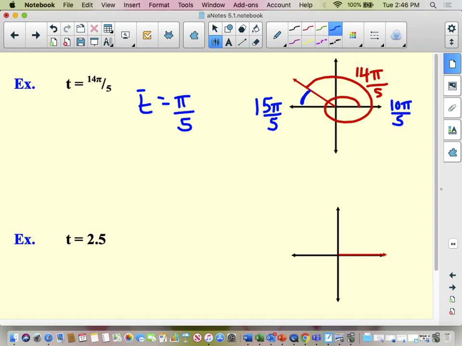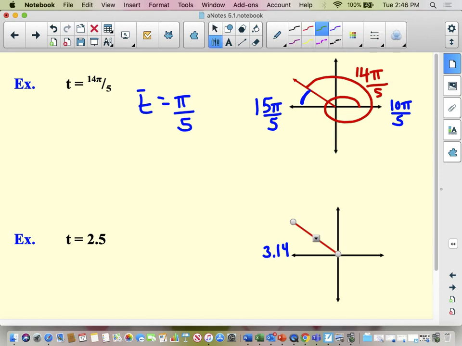Okay, the last one, T is 2.5. That one's unique because there's no pi in it. But it's not degrees because there's also no degree symbol, so please don't confuse that. With 2.5, I know if this is pi, I'm just going to write 3.14, because we know that that's pi. So 2.5, if I approximate that, is a little before 3.14. Okay, so there's my angle.